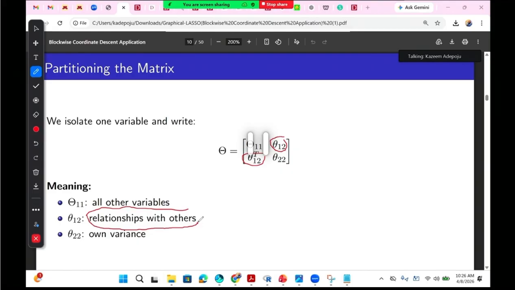Please pay attention. If you don't understand, ask me a question. Relationship with others. Then this guy here is talking about its own variance, the variance of the variable you're trying to update. Okay? Please pay attention to that.